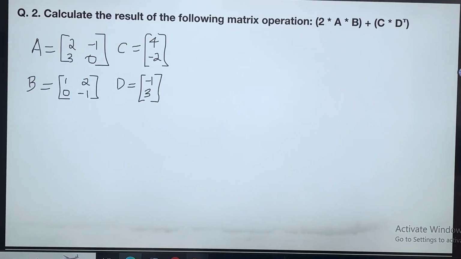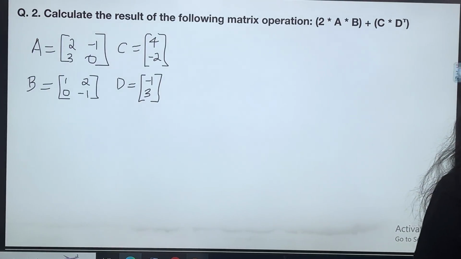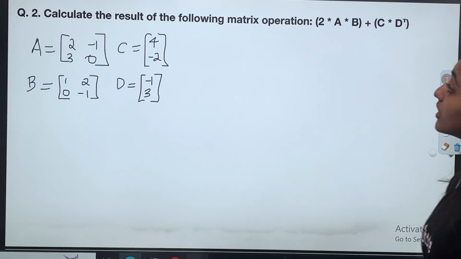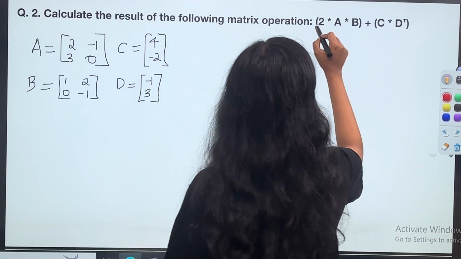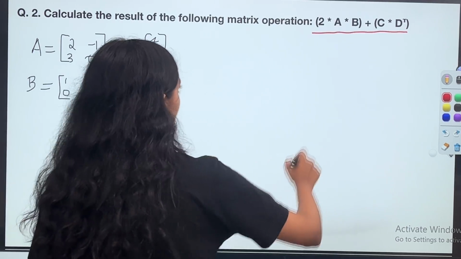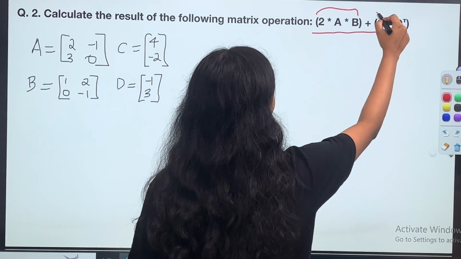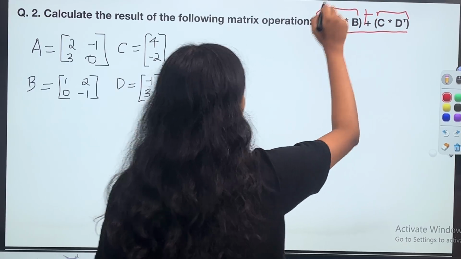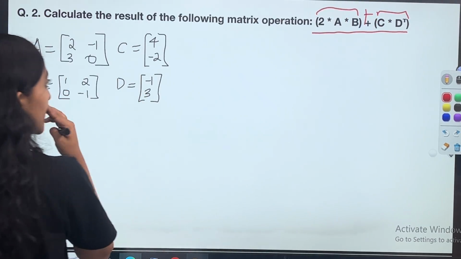Okay, let us now try and solve the question. So, 2 into A into B plus C into D transpose. So, let us first try to find out this part and then we'll find this part and then we have to just add them together. Okay, 2 into A into B.